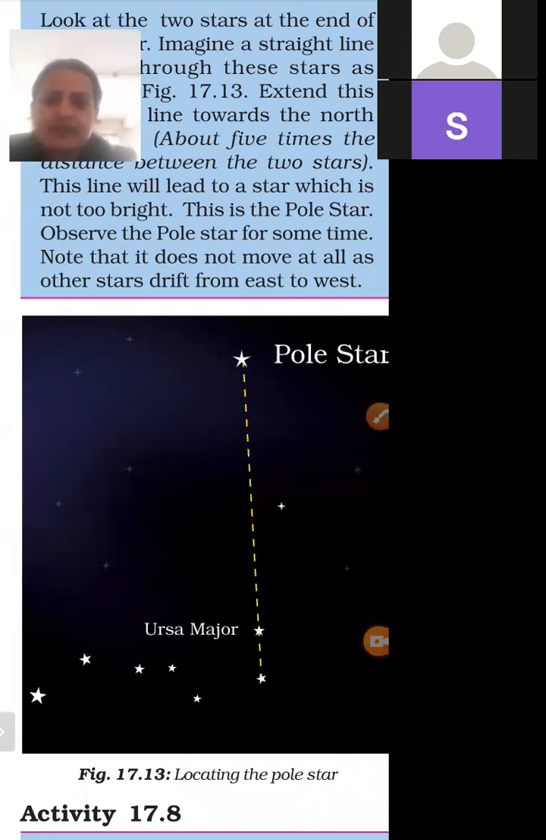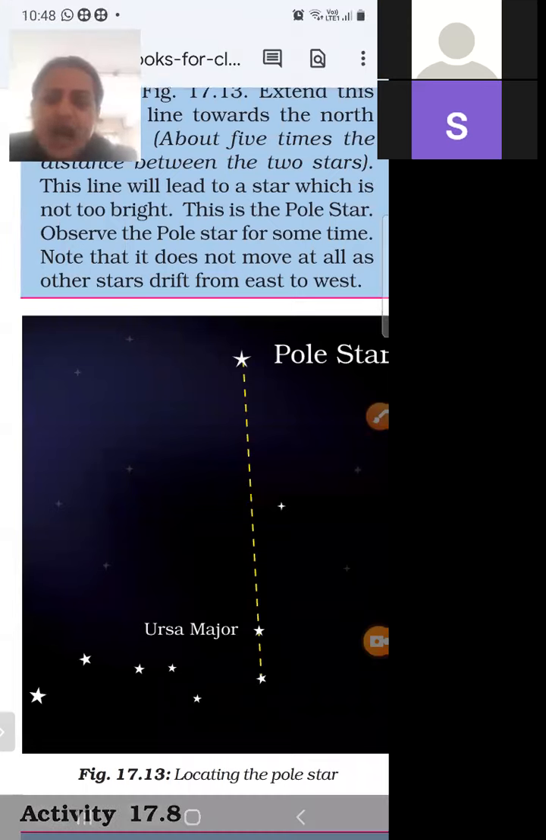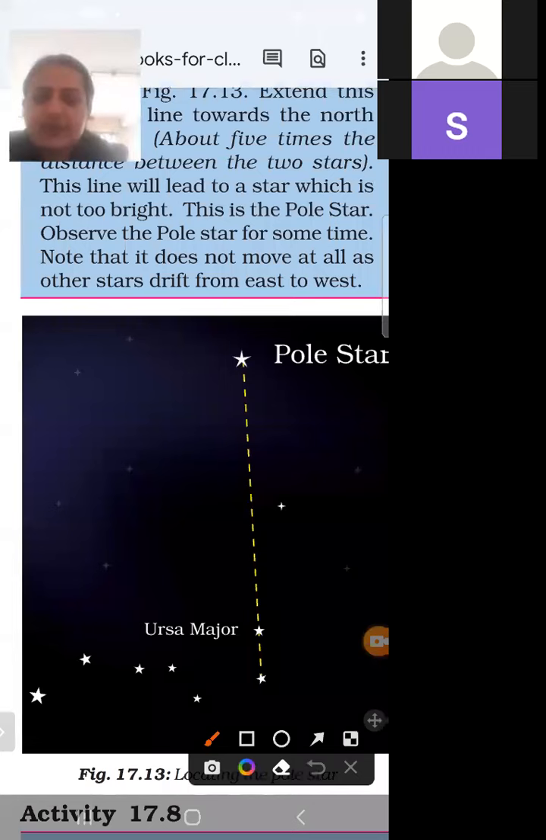So this is a very important question. How can you locate the pole star with the help of Ursa Major? And what is the shape of this Ursa Major?